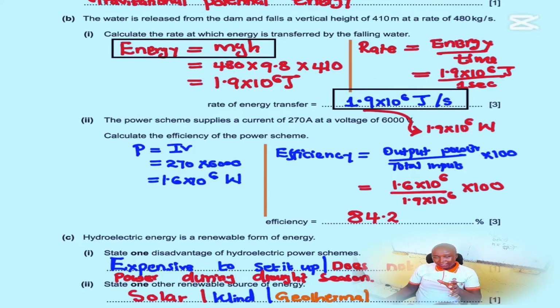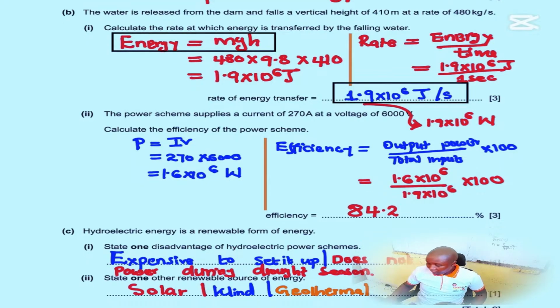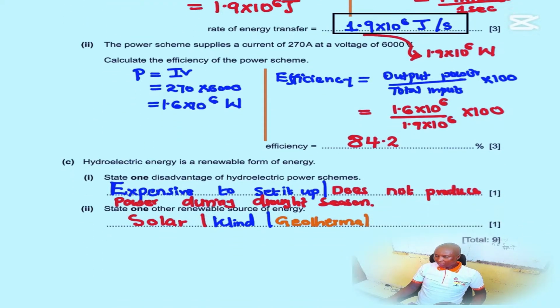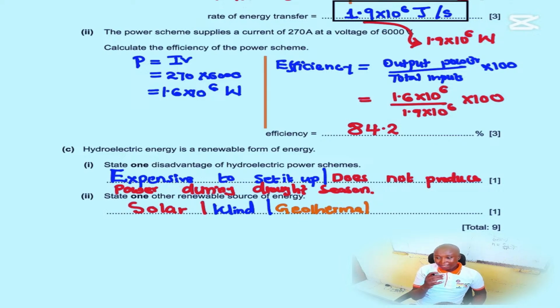And efficiency is given by the formula: power output over total power input times 100. So if we plug those values in, we get the efficiency, which comes to 84.2 percent.